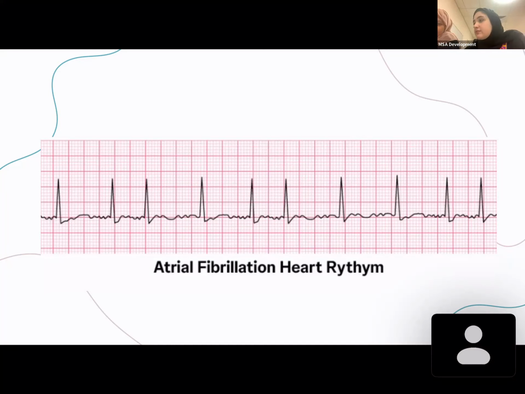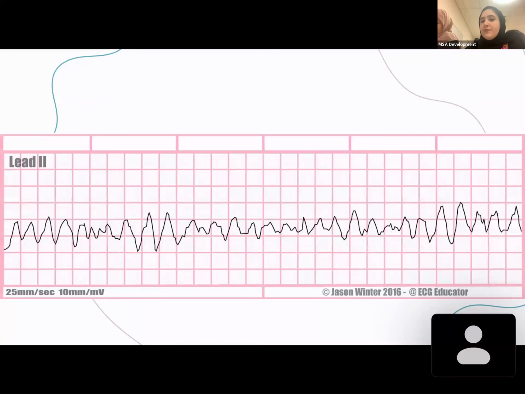Okay, this is so clear, because you can't make up anything. It's just like a bunch of mountains together. There's no P, there's no ST, there's nothing. So this is basically a ventricular fibrillation. Wait, don't go to the next one because I want to explain the last two before we move on.